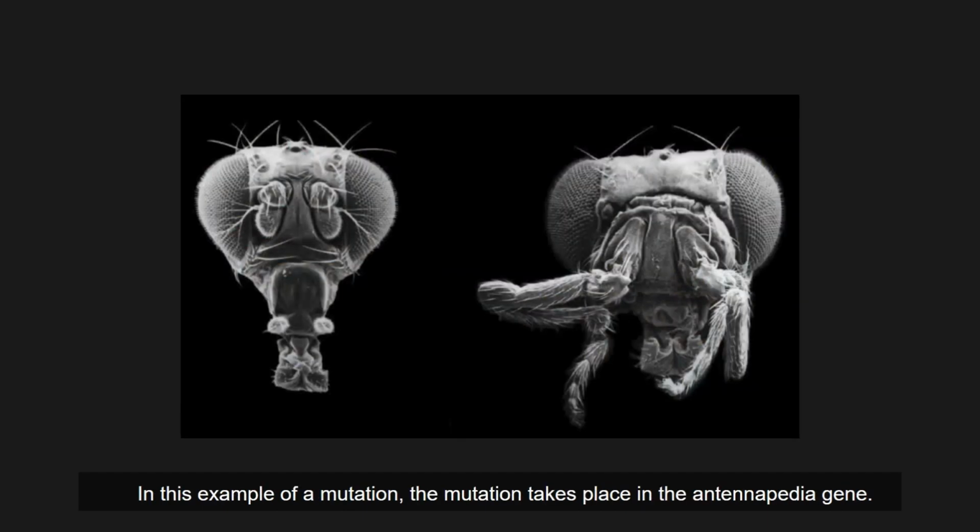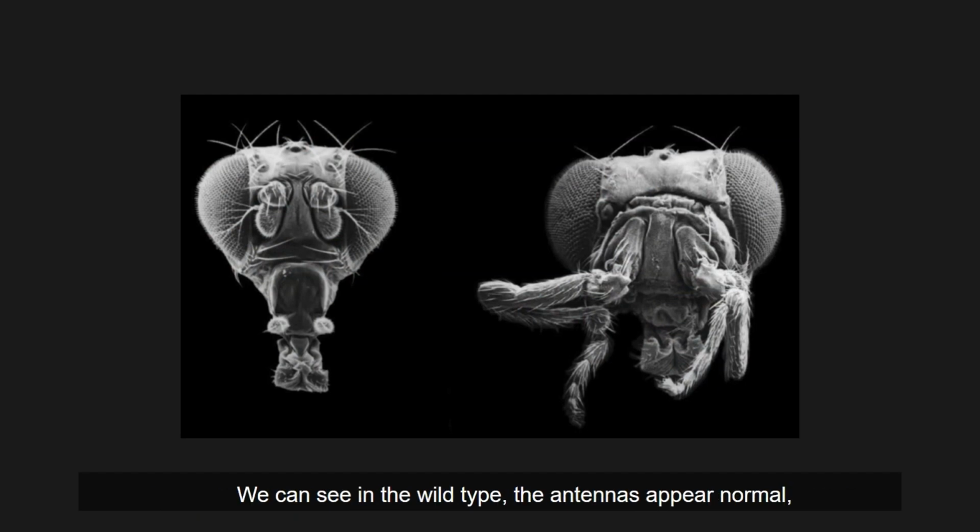In this example of a mutation, the mutation takes place in the antennapedia gene. We can see in the wild type, the antennas appear normal, whereas in the mutant, the antennae have been replaced with legs, which proves to be a pretty drastic transformation of the body.